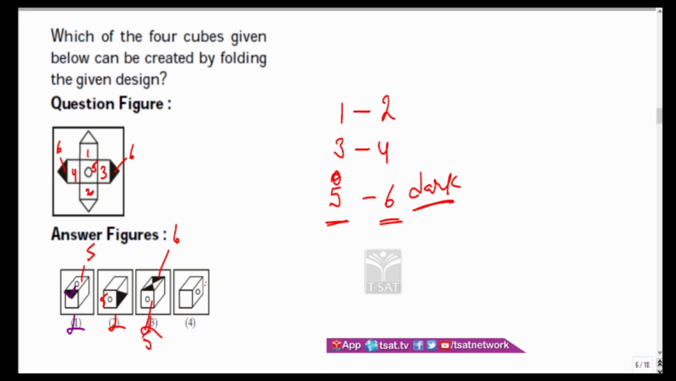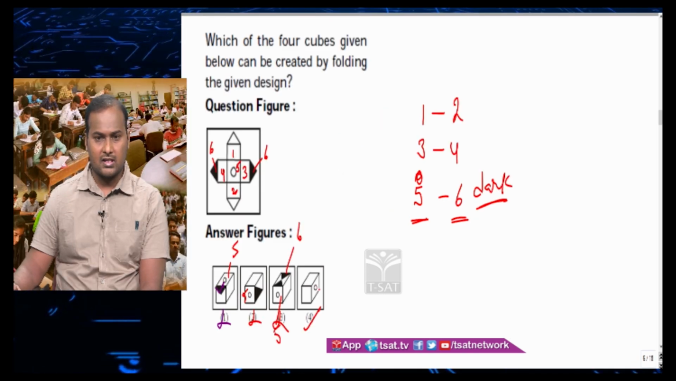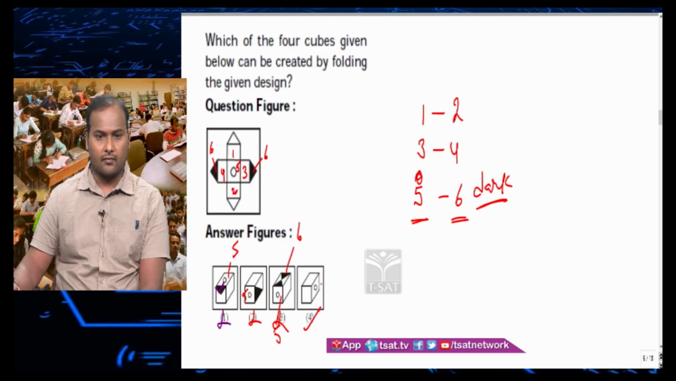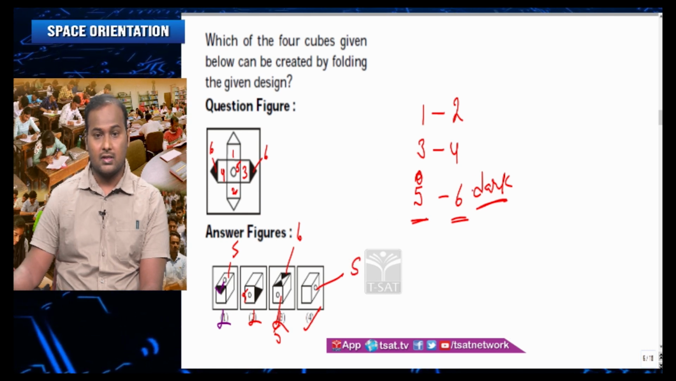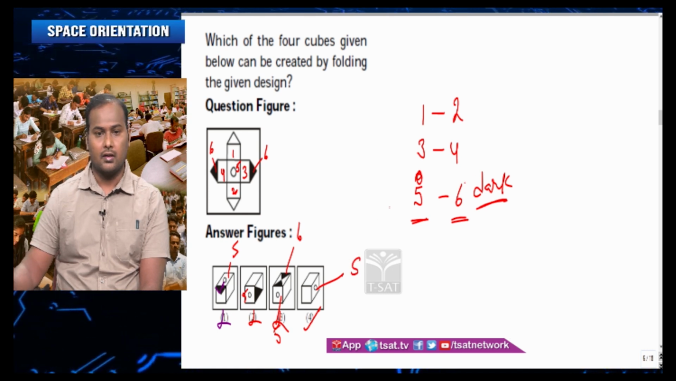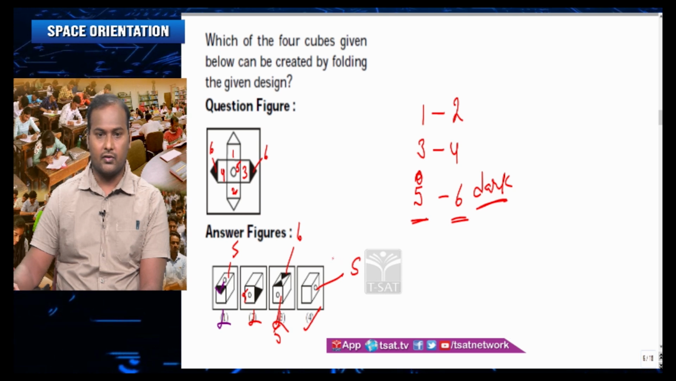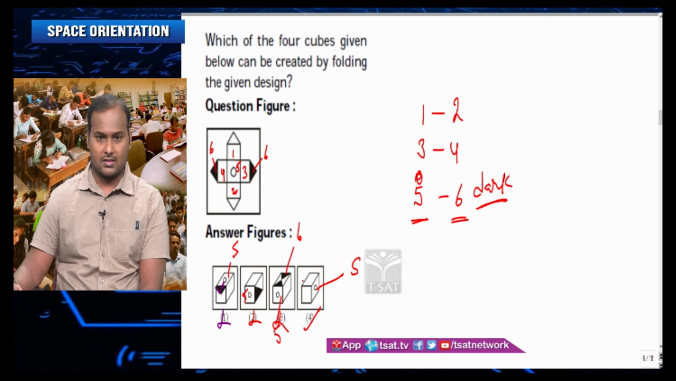So what is my answer finally? The answer is 4. How? The circle is visible. What is the circle here? 5. So this will become 5. What is the opposite of 5? 6, which is dark in color. In this case, the dark color is not visible because it is on the other side.